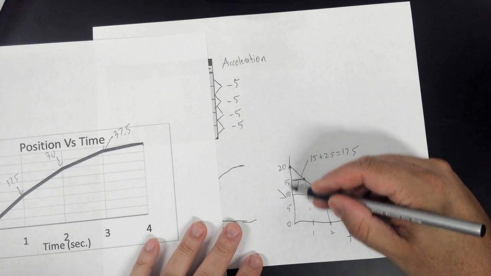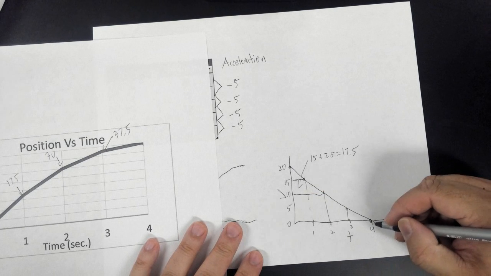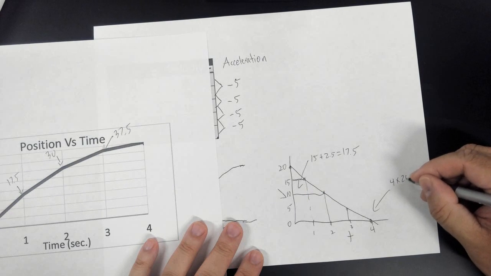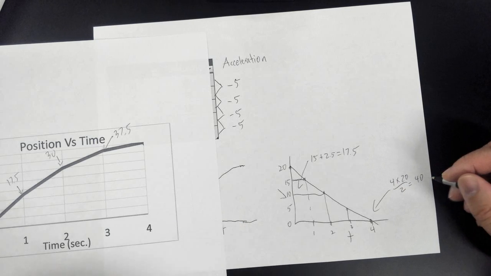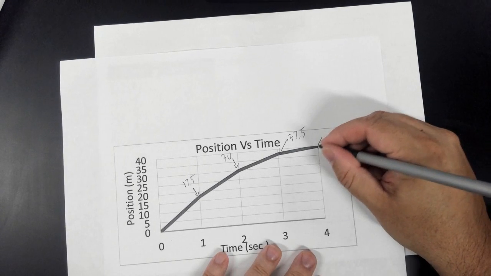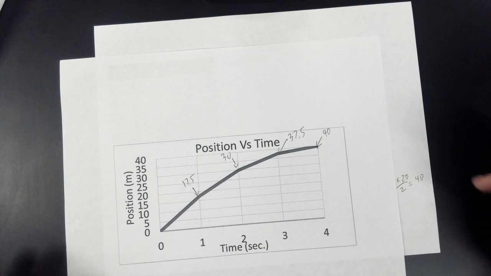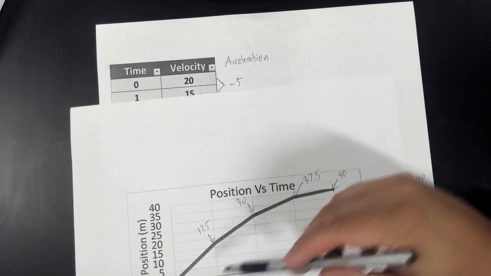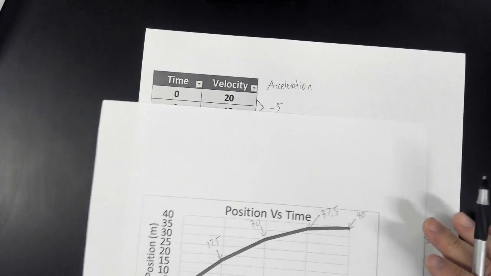Then if you get to 4 seconds, you're just looking for this big triangle now. The height is 20, the length is 4, so 4 times 20 divided by 2 gives me the area of the triangle, and that would be 40. And so that's how we got that the displacement at the end is 40. That would take a little more work, but this is what the position versus time graph would look like. This is something speeding up and slowing down.